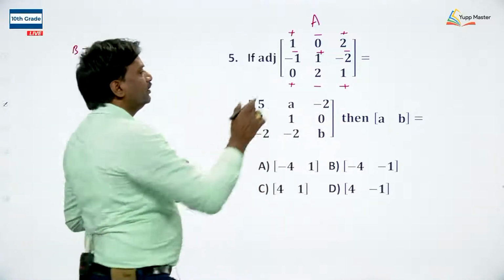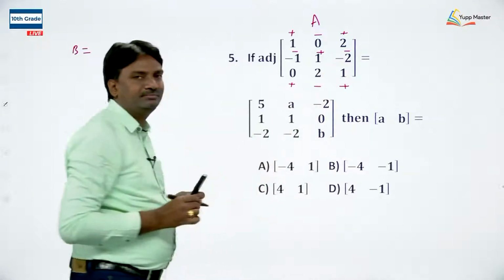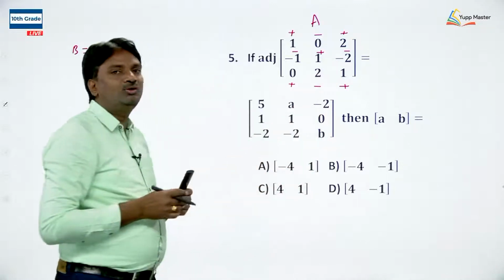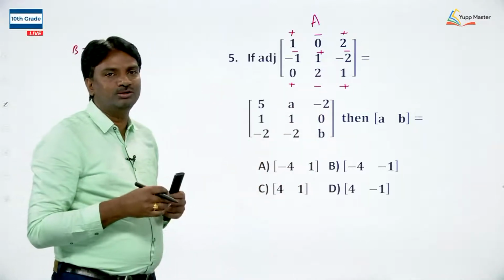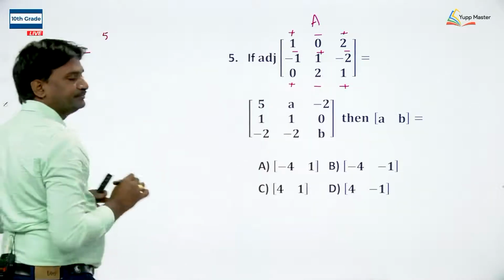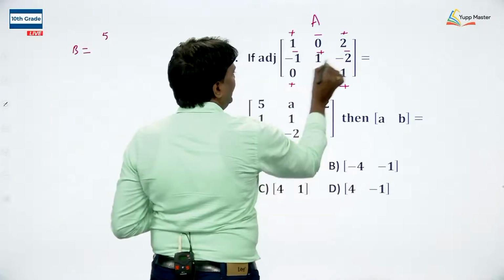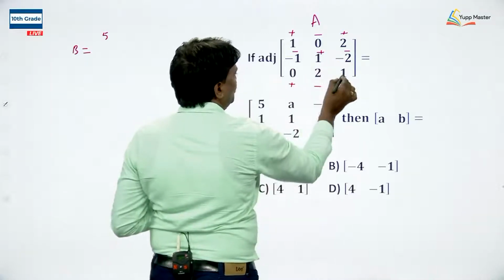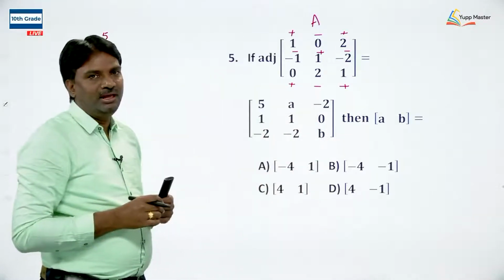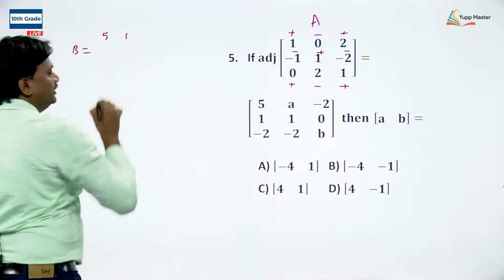By eliminating the row and column containing 1, the remaining elements are 1, minus 2, 2, 1. 1 into 1, 1, minus 2 into 2 is minus 4, minus of minus is plus 4, 1 plus 4 is 5, that is plus 5. Next, take 0. Eliminate this row and this column, the remaining elements are minus 1, minus 2, 0, 1. Minus 1 into 1 is minus 1, minus 2 into 0 is 0. Here the sign is minus, so minus of minus 1 is plus 1.